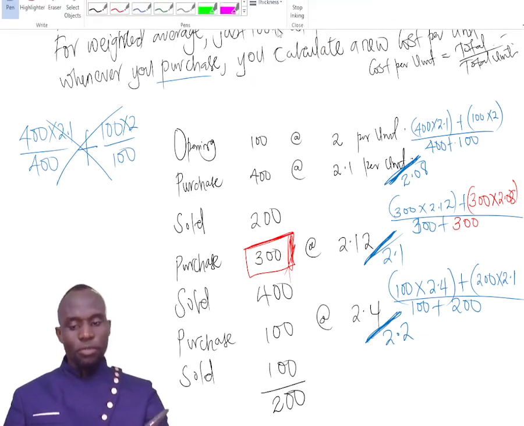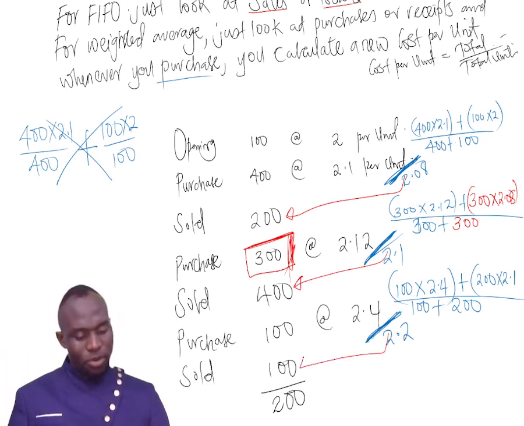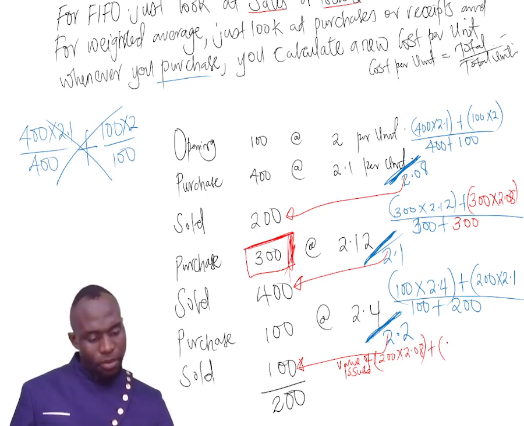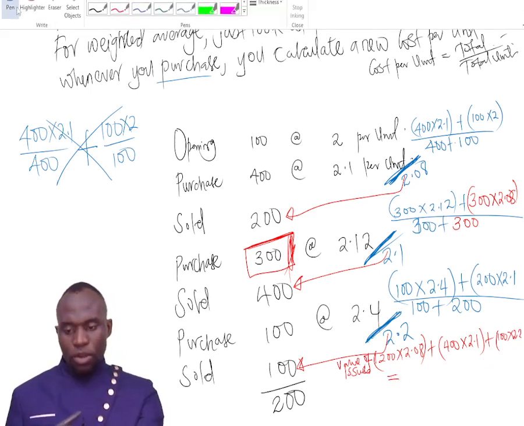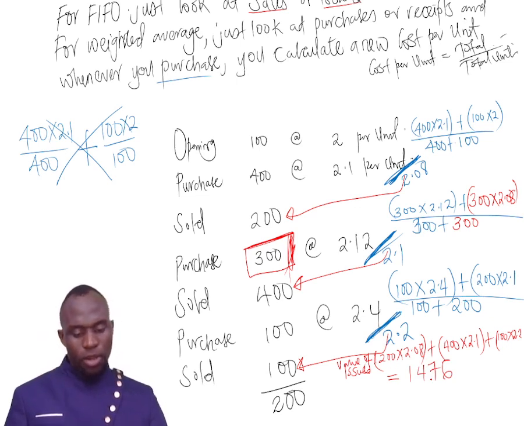So if they want the value of issues or value of sales, this 200 would be sold at, it had a cost of 2.08. This 400 was valued at the latest average, and this 100 was valued at the latest average. So if we want value of issues, value of what we've given out, 200, but it had a value of 2.08, then plus we've given out 400 and it had a value of 2.1, and finally 100 and it has 2.2. So the total is 1476.